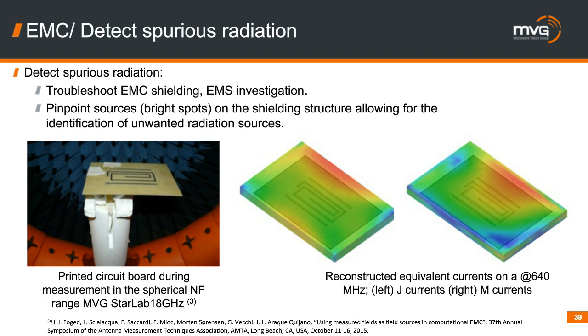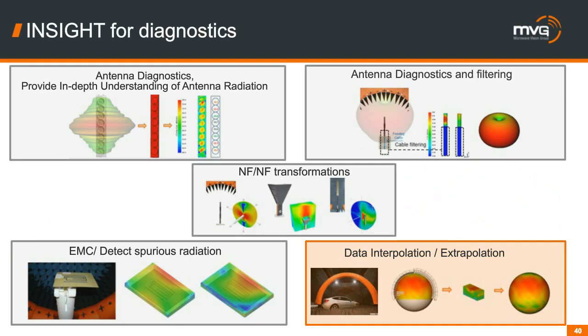The spherical near-field measurement of the PCB has been performed in the StarLab system, and the measured near-field radiation pattern has been post-processed by InSight. The electric and magnetic currents are shown on the right. But let's switch now to the last feature of InSight, interpolation and extrapolation.